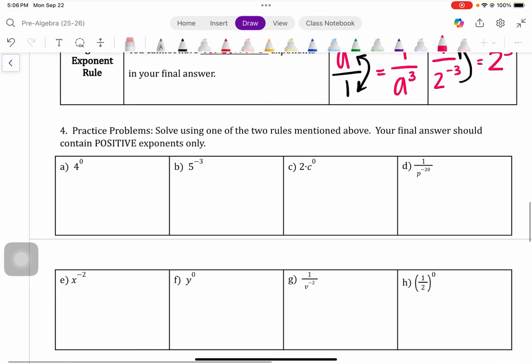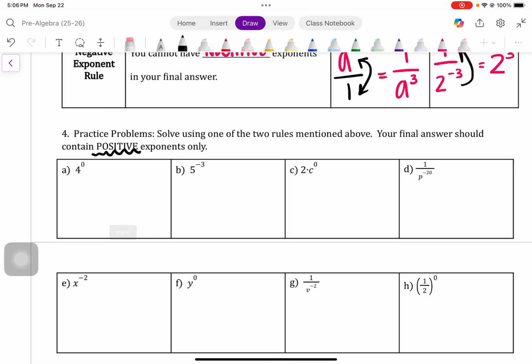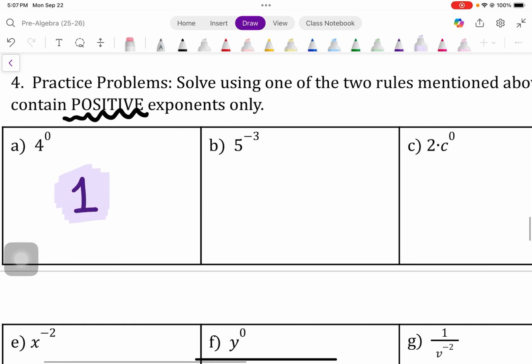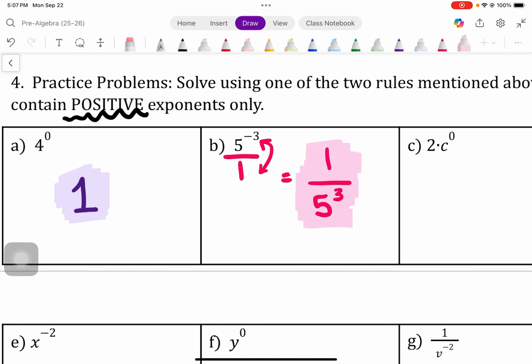On letter A, we want to make sure that we have positive exponents only. So on letter A, 4 to the power of 0, anything to the power of 0 is 1. Noticing here, 5 to the negative 3rd, I am not allowed to have that. So what I'm going to do is put this over 1, and I'm going to flip my fraction, or I'm going to use my elevator. It's telling me I need to go down, so I'm going to go down to the bottom. So my final answer is 1 over 5 to the 3rd. Keeping that exponent positive because we flipped our fraction. We flipped it from a sad exponent to a happy exponent.